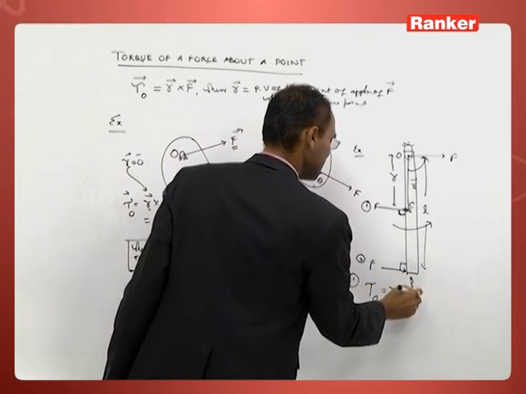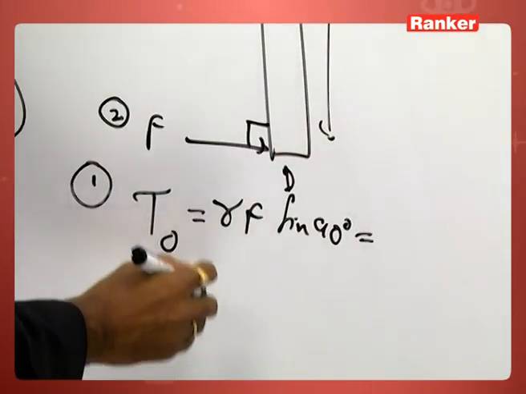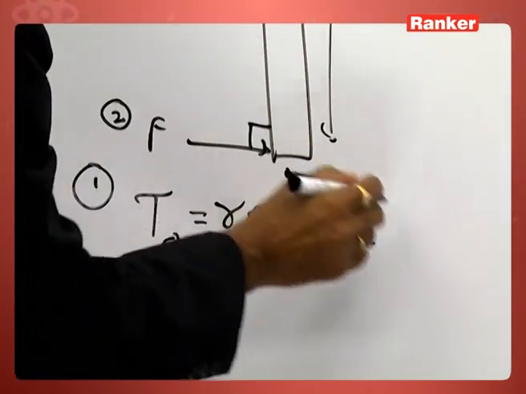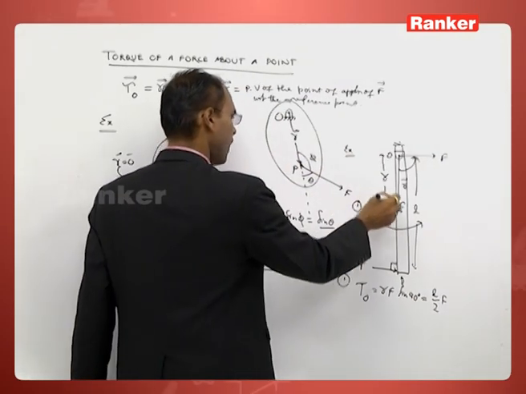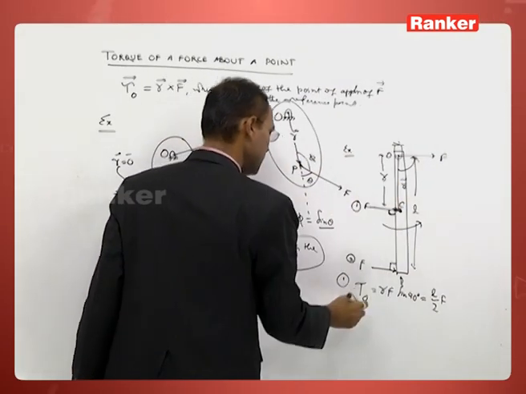R F sin 90 degrees. That is equal to (L/2) F. This is the torque, or twisting effect, of the force about this point in the first case.